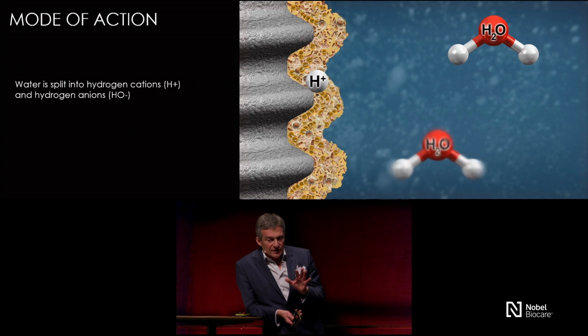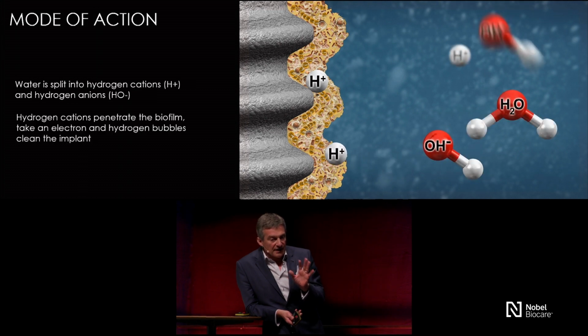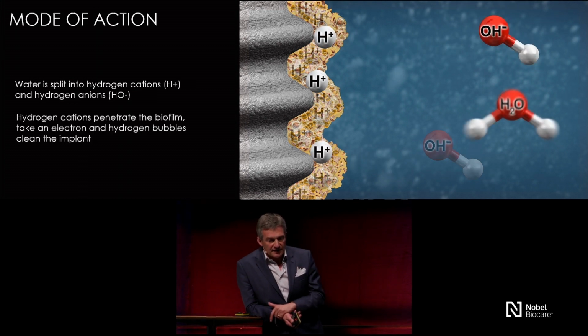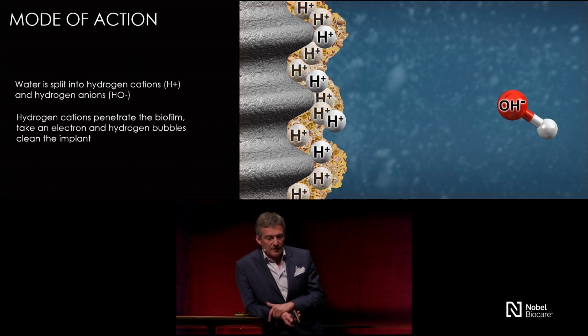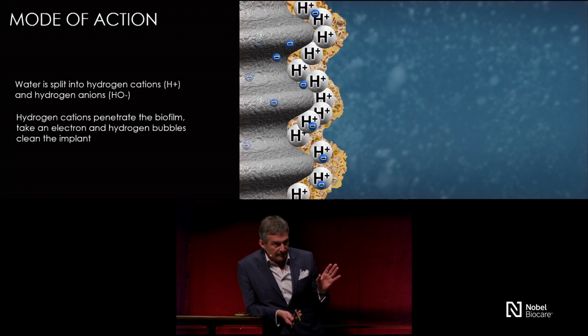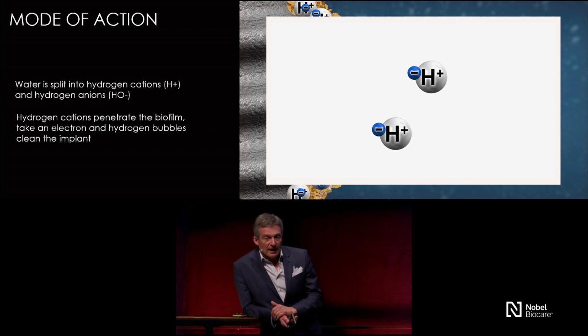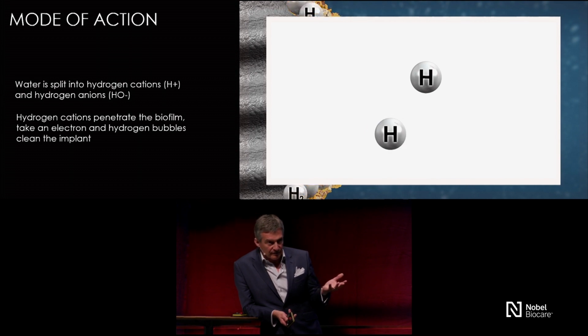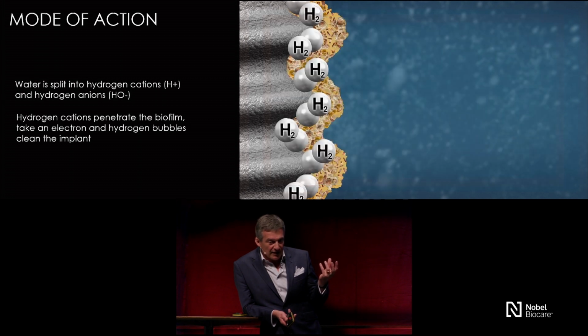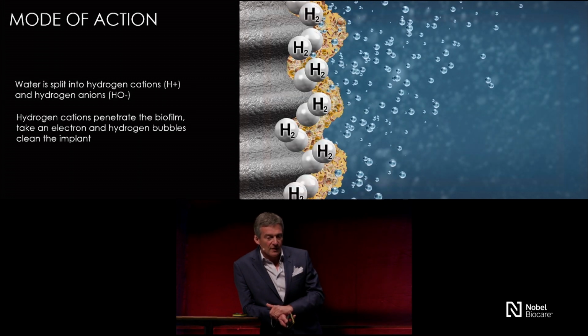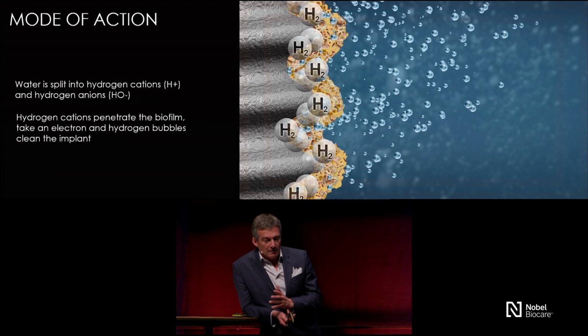By the currents, water is split into hydrogen cations and anions. The cations penetrate the biofilm within milliseconds, and the implant is loaded negatively, 4 to 5 volts. Those hydrogen cations pick up an electron, and you all know what we get. We will have hydrogen. We will have hydrogen which bubbles the biofilm away, which lifts off the biofilm by bubbles.